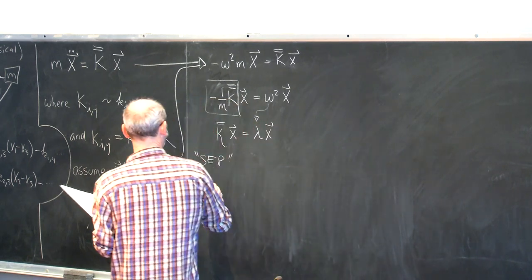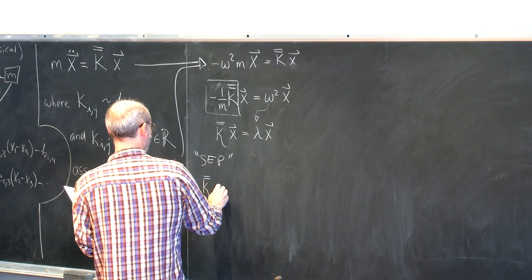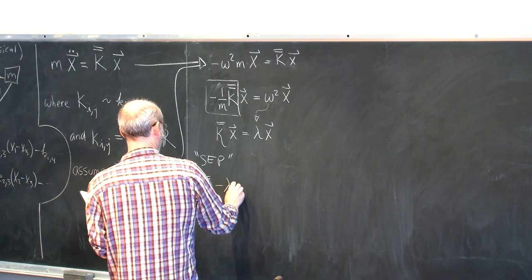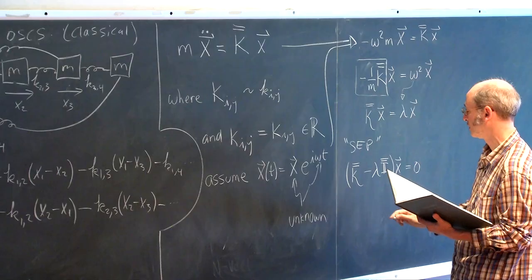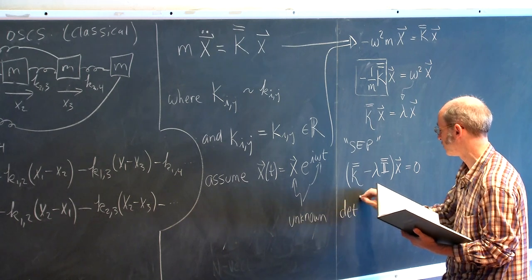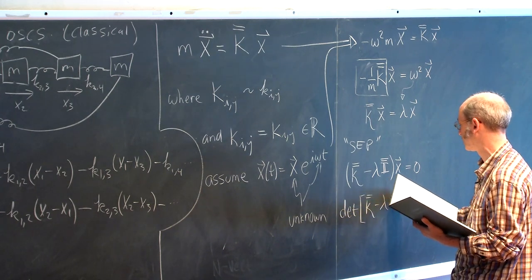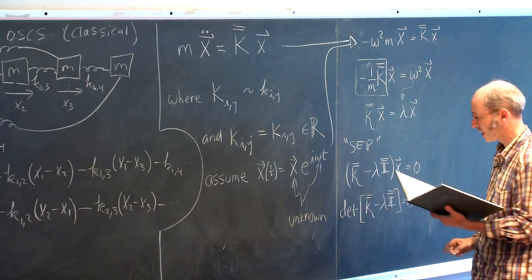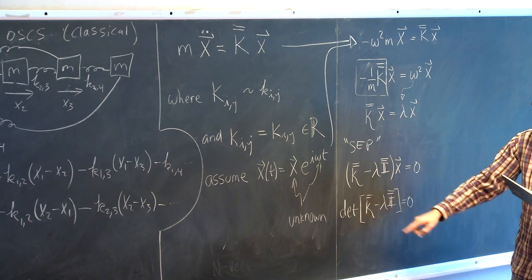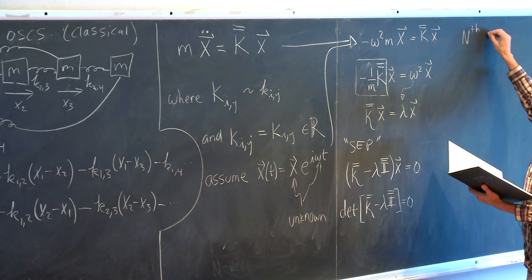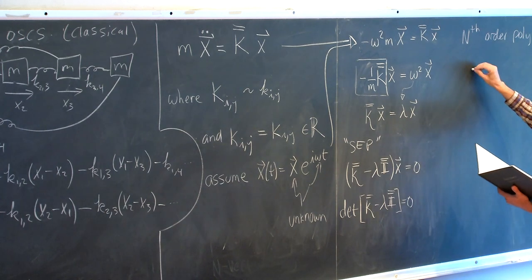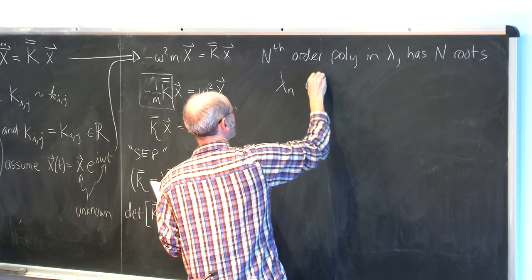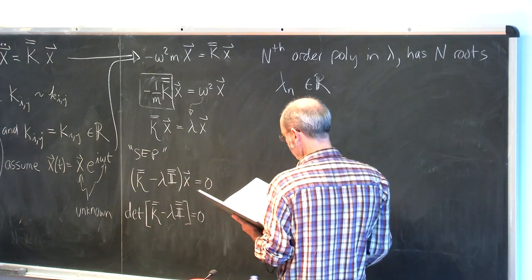So again, it's the same story. I just rewrite this as the matrix kappa minus lambda times the identity matrix acting on this vector X has to be zero. And this has non-trivial solutions when the determinant of this thing in the parentheses is zero, which again is an nth order polynomial in lambda. And it has n roots, which we'll call the lambda sub n, which again are all real because this is still a Hermitian matrix.